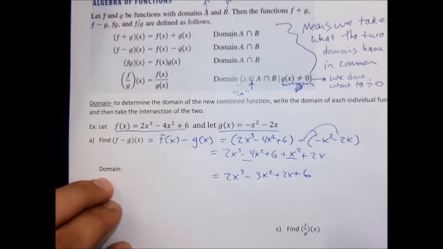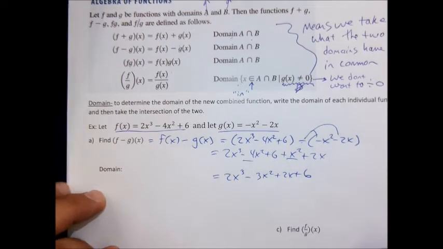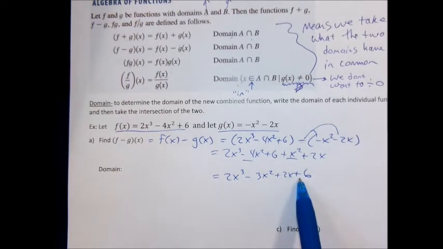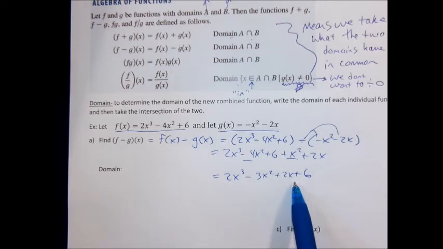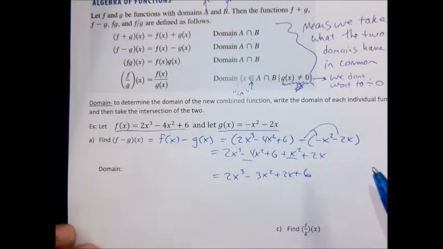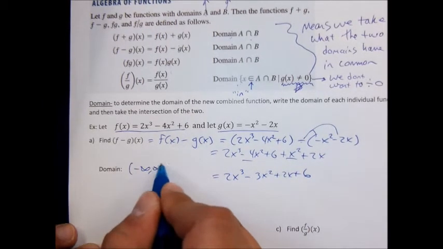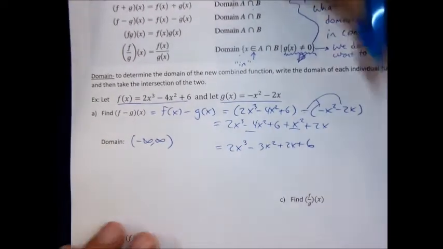What do you think, Adrian? Yeah, I think it's every number, right? There's no fractions in this, so we're not going to divide by 0. There's no roots, so we're not going to take the square root of a negative. And moreover, it's a polynomial, and we already wrote down that polynomials, you can plug anything in there. So the domain of this is everything, minus infinity to infinity. That's a nice one.